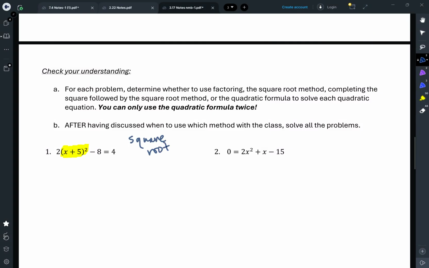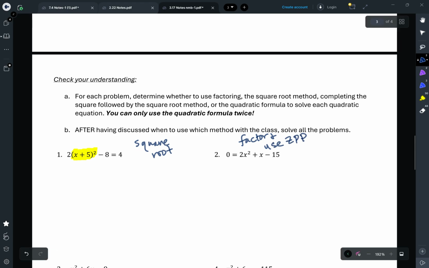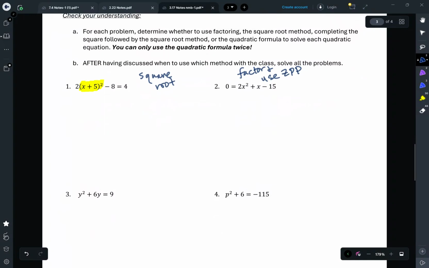On the second one, I'm recognizing that I can factor this, so I would factor and use the zero product property to solve. Okay, and you're going to get better at recognizing when things are factorable. On 3, it almost looks factorable, but if I think about subtracting 9 on both sides, it really isn't factorable. But I do have y squared and 6y on one side and the constant on the other. And this is a 1 and the 6 is even, so I would complete the square on this one.